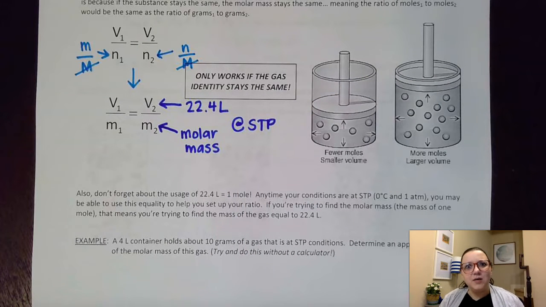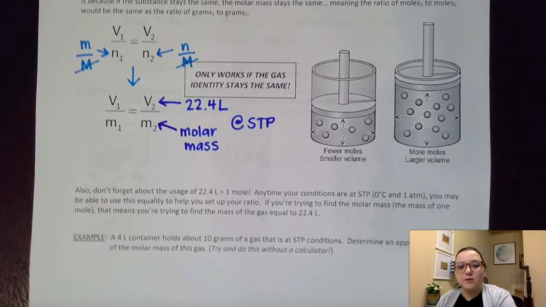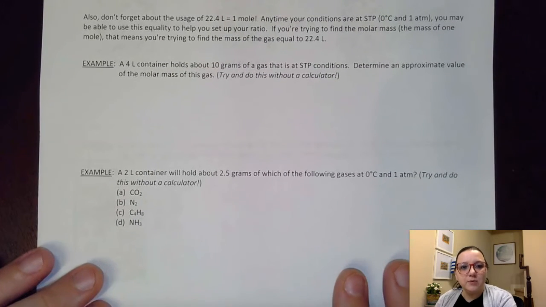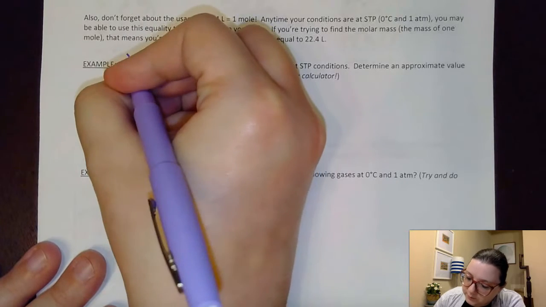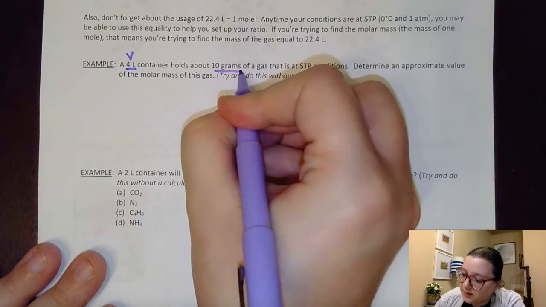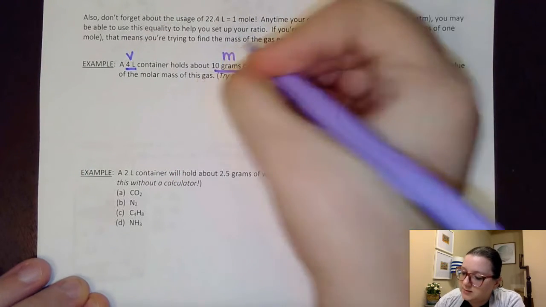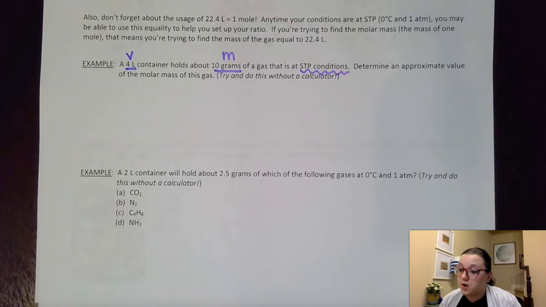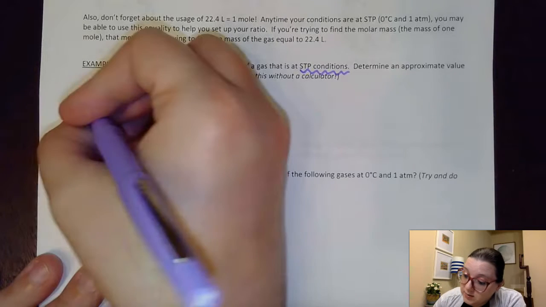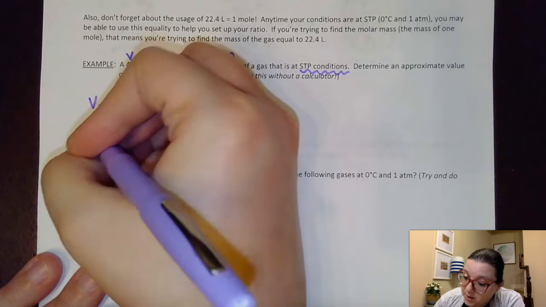All right, let's see how we can apply this in an actual problem. Looking at our first example, it says that we have a 4-liter container, so that would be a volume, that has about 10 grams of a gas, so there's our mass. That is at STP conditions. Determine an approximate value of the molar mass of this gas. Now, I'll be honest, there are other ways you could solve this problem, but one of the most helpful ways to solve this problem is by using the formula we just looked at up above.